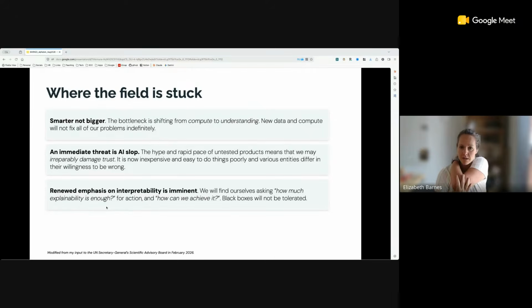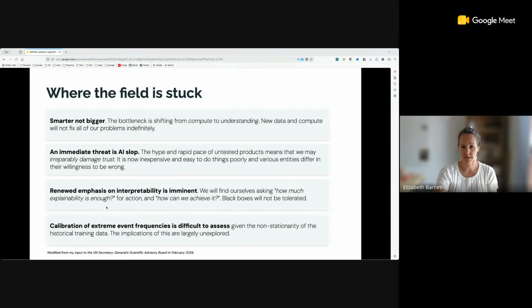I think a renewed emphasis on interpretability is imminent. Again, this links with the trust, but we will find ourselves asking how much explainability is enough for action, and how can we achieve it. I don't think black boxes ultimately will be tolerated, for many of the reasons I've discussed today.